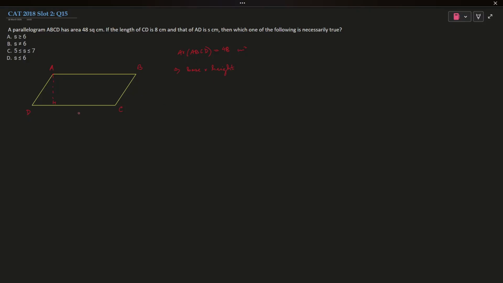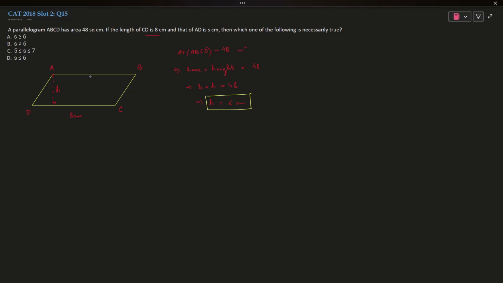Why did I draw a perpendicular from A? Because the perpendicular will fall on the base CD, and I know the length of CD. CD is 8 centimeters. Base 8 into height H is equal to 48. That means the height is 6 centimeters. We got the height of the parallelogram.